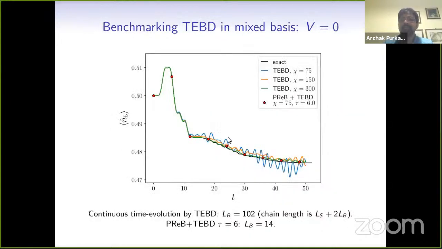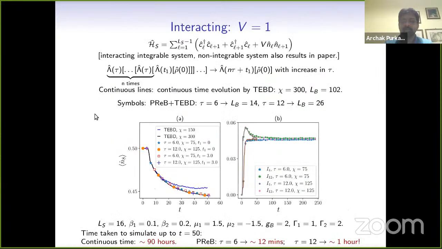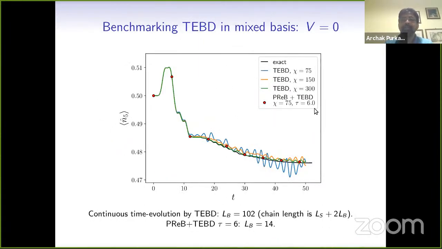So let's look at this idea. This is basically just showing what I said in the previous slide. Using our TEBD in mixed basis, we are benchmarking it for the non-interacting case, where you know the exact result, as we have seen previously. The black line is the exact result. You do this trick with a finite value of chi chosen as 75. That is the blue line. It matches to some extent, and then it does not match the black line. You do it with a larger value of chi. It matches for a little bit longer, and then it deviates. You do it for an even larger value of chi. It matches for a much longer time, and then it deviates. That's how you look for convergence.